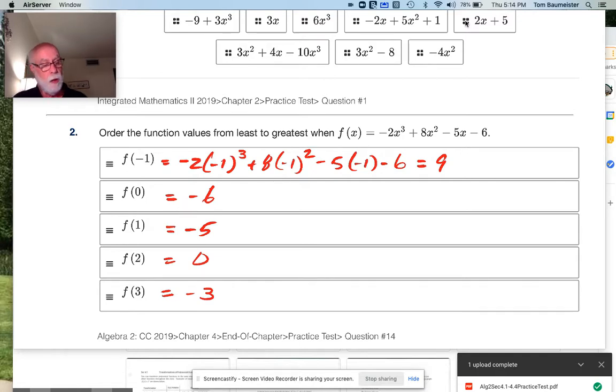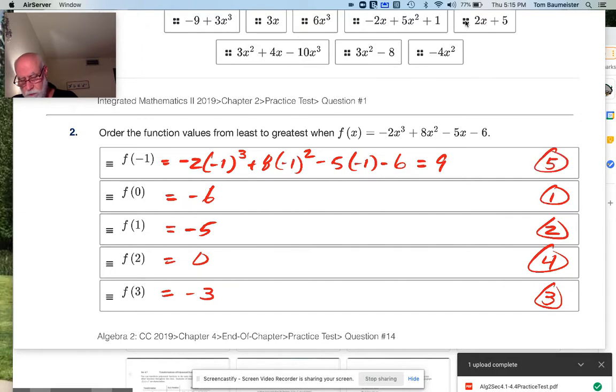All right, so they want us to go in order from least to greatest. So negative 6 will be our least. Then we would have negative 5. Then we would have negative 3. Then we would have 0. So basically that one you don't have to move. But this one here you would move all the way down to the bottom.